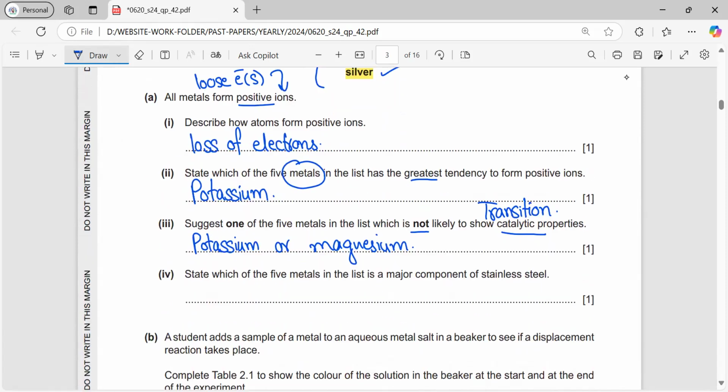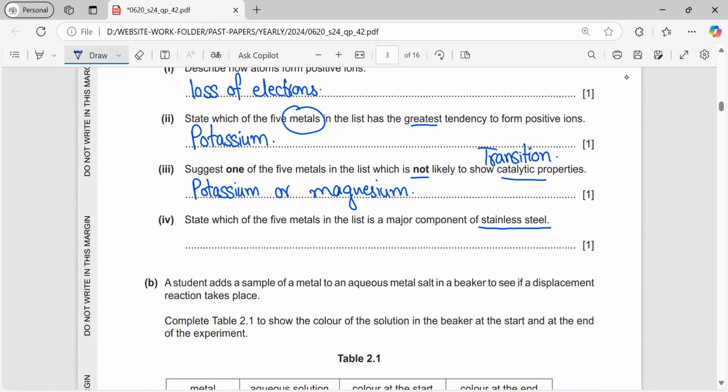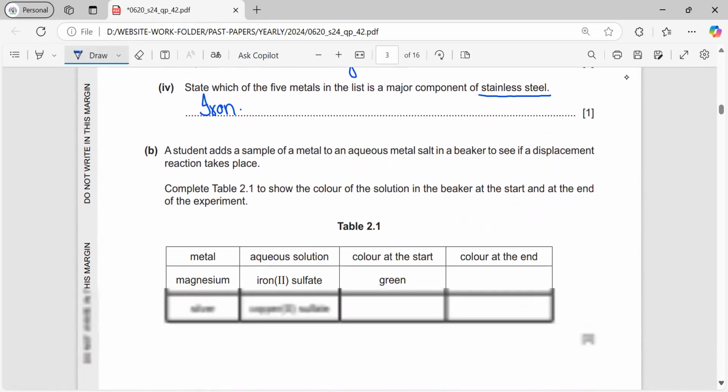Which of the 5 metals in the list is a major component of stainless steel? Obviously, stainless steel is made up of iron. It's an alloy of iron. Next question.